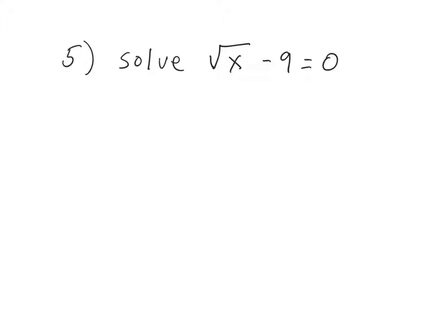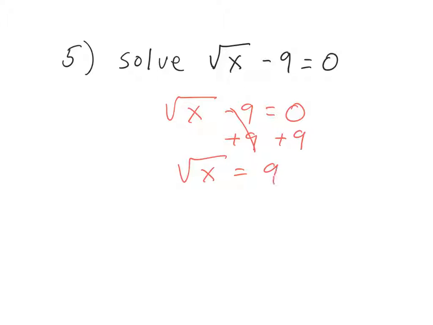On number 5, we're going to solve the square root of x minus 9 is equal to 0. So we'll just solve this like any other equation. We're going to start by copying it down. Then we're going to add 9 to both sides. You want to try to isolate the variable. We'll get square root of x is equal to 9.